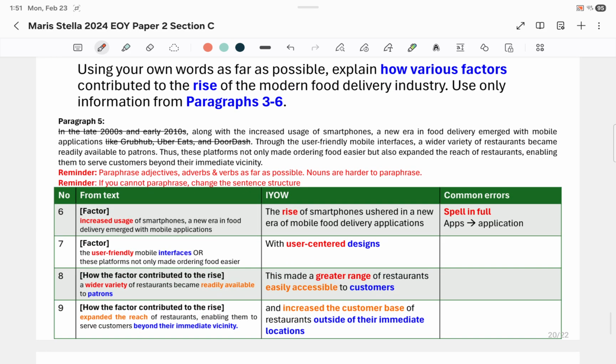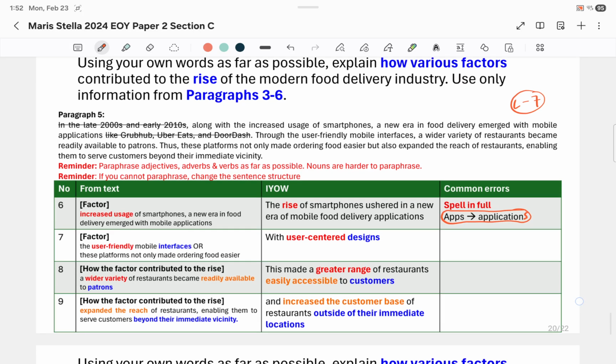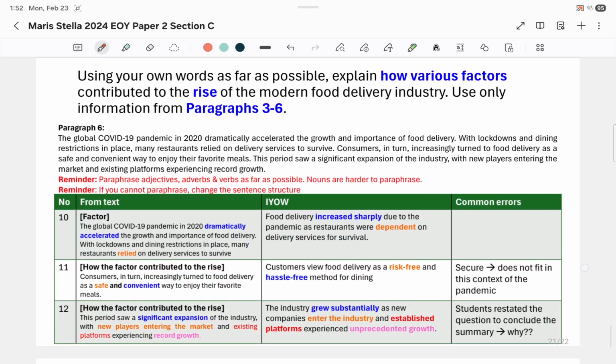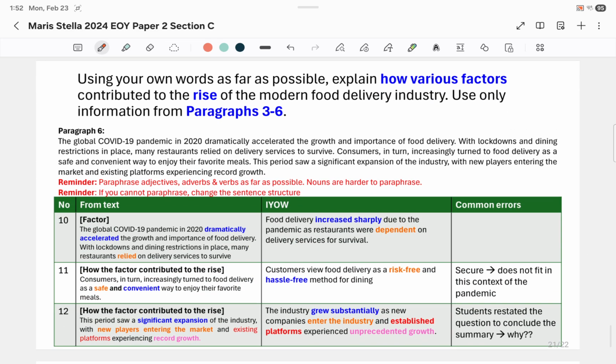Paragraph 5 here, again, some common mistakes because we're so used to saying apps colloquially that we forget that the actual way to write it in full is application. So make sure that you spell it in full. Alright? If not, it affects your language score again. Okay? Yeah, okay, so I'm just gonna scroll ahead. Last one. Okay, last paragraph is quite poorly done because there's so much information within this paragraph itself.